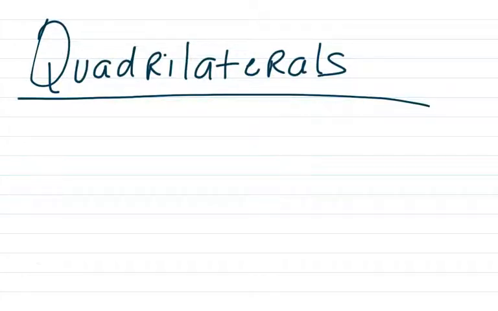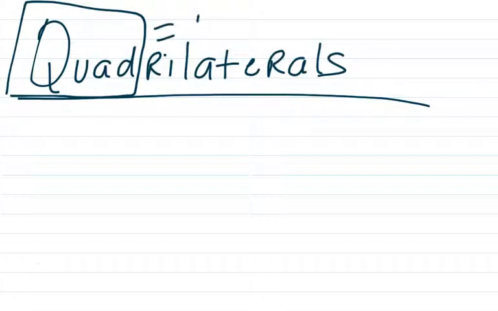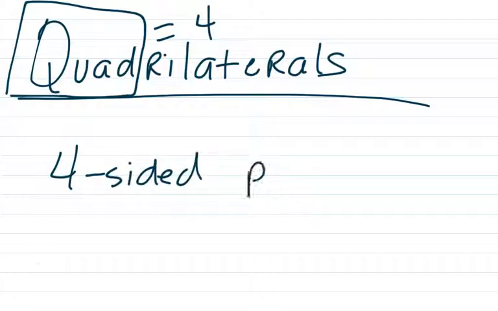Alright, so let's talk about quadrilaterals. When we look at the word quadrilaterals, quad is the key word because quad means four. So a quadrilateral is a four-sided polygon.